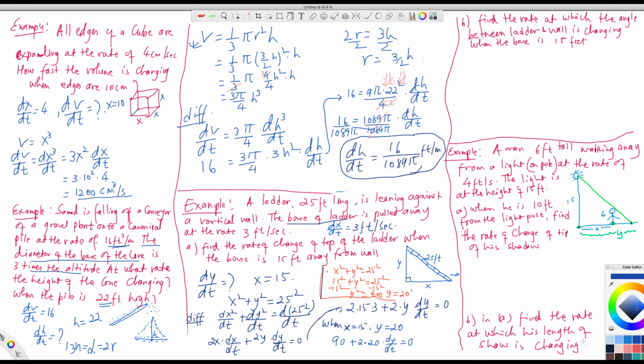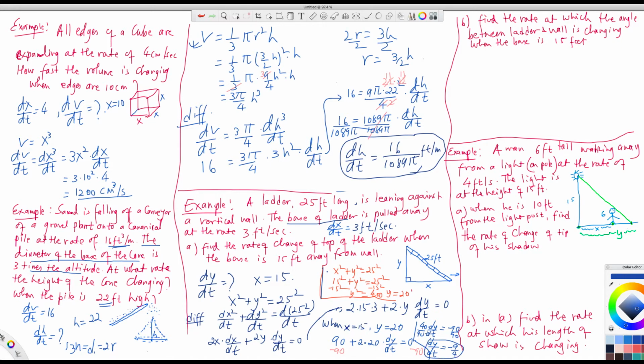Now I need to subtract 90 from both sides. I get minus 90. I will get 40 times dy over dt equals negative 90, right? And then what do you get? Divide by 40. You'll get dy over dt equals negative 9 over 4, right? This is the final answer.